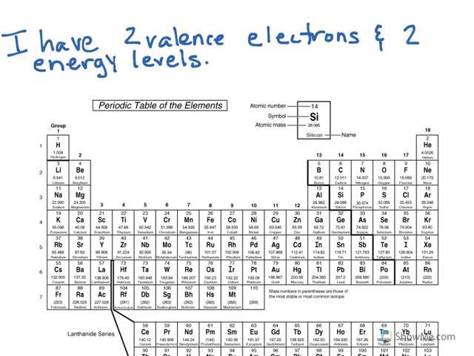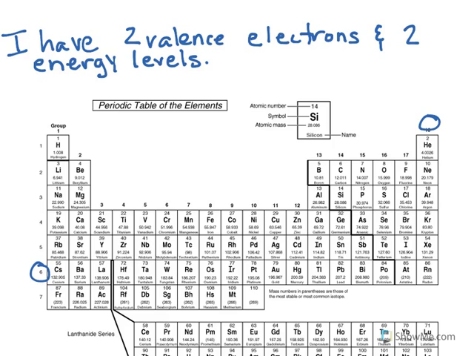Okay, I want to show you how to use your periodic table to find some of the different elements by using some different clues. So for example, I have written here, I have 2 valence electrons and 2 energy levels. Well, we know that the group number tells us the number of valence electrons. And we know that the period number tells us the number of energy levels.